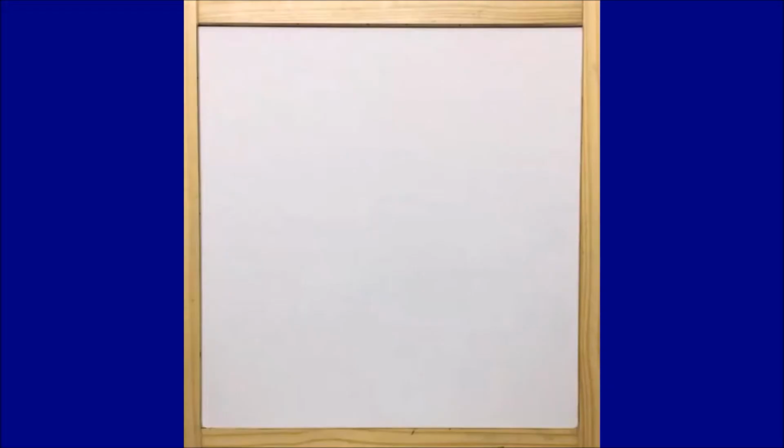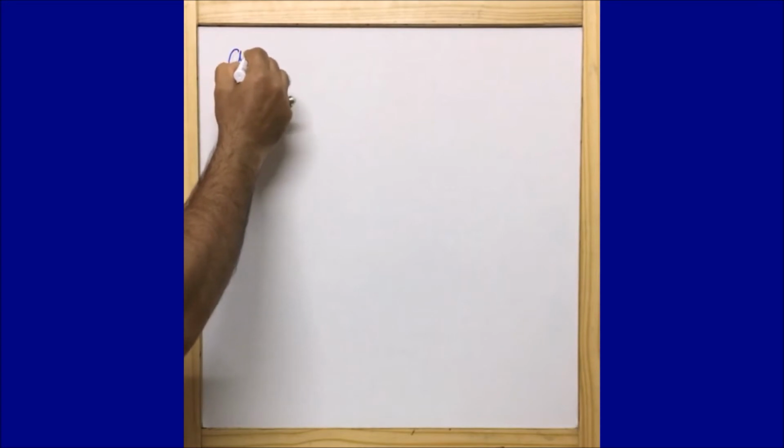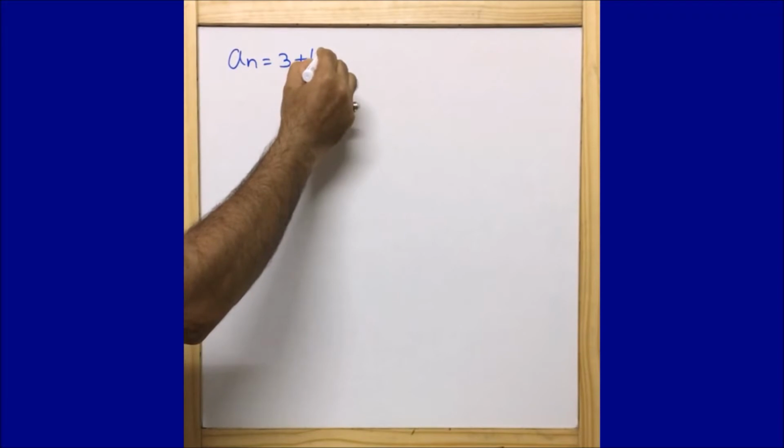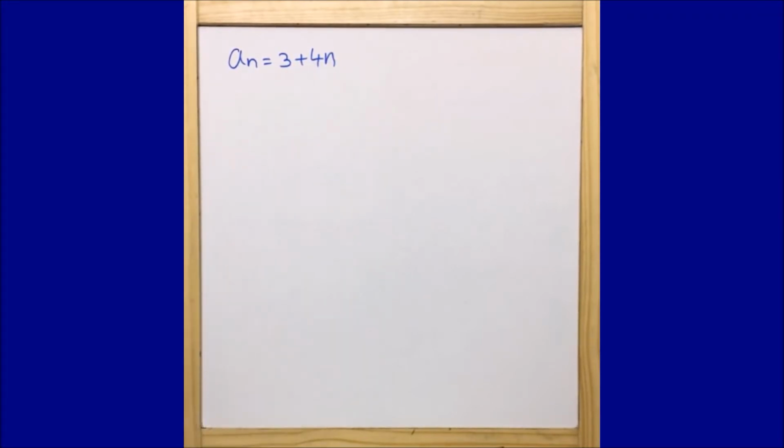Solution. So friends, as per the question, we need to prove that a1, a2, an form an AP when an is equal to 3 plus 4n. So they have given us the data like an is equal to 3 plus 4n. With this data, we need to prove that a1, a2, an form an arithmetic progression.